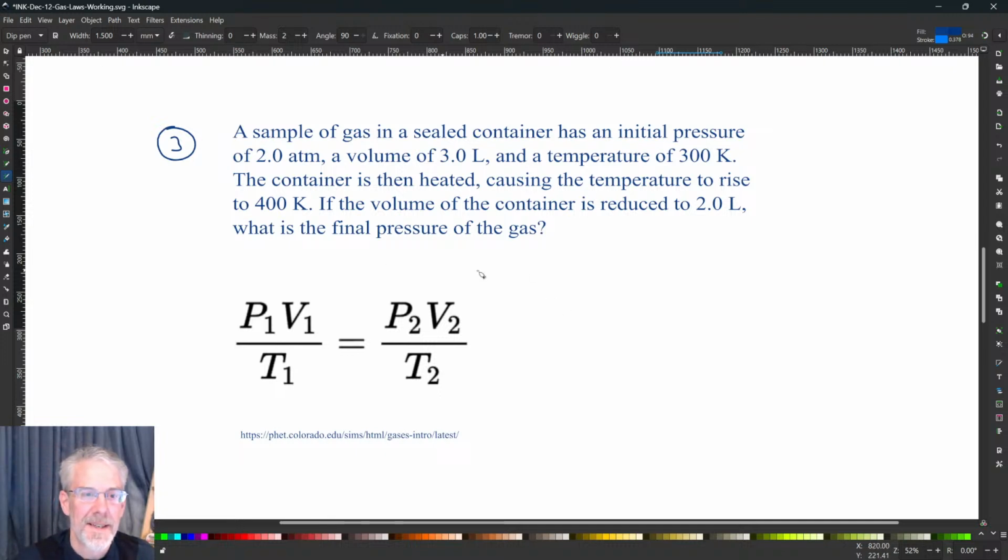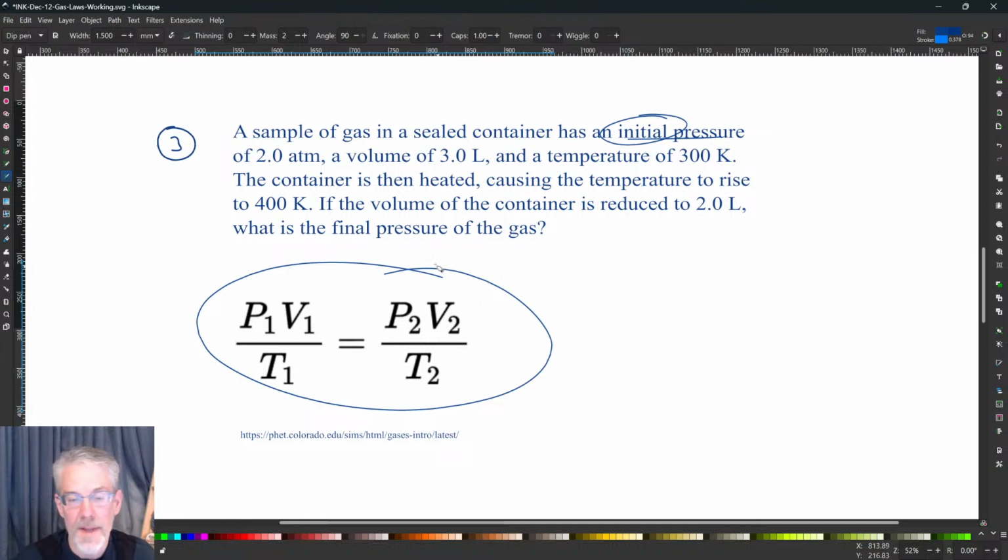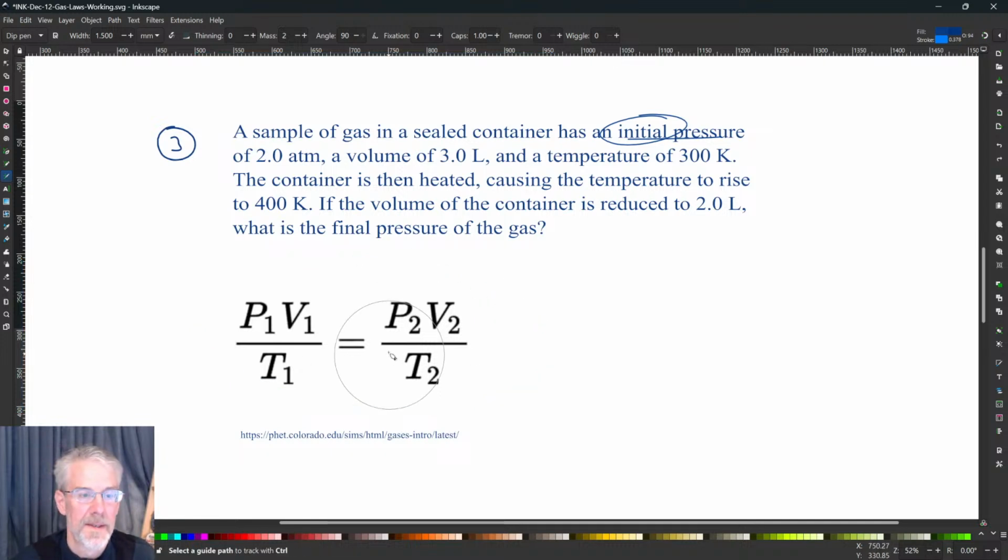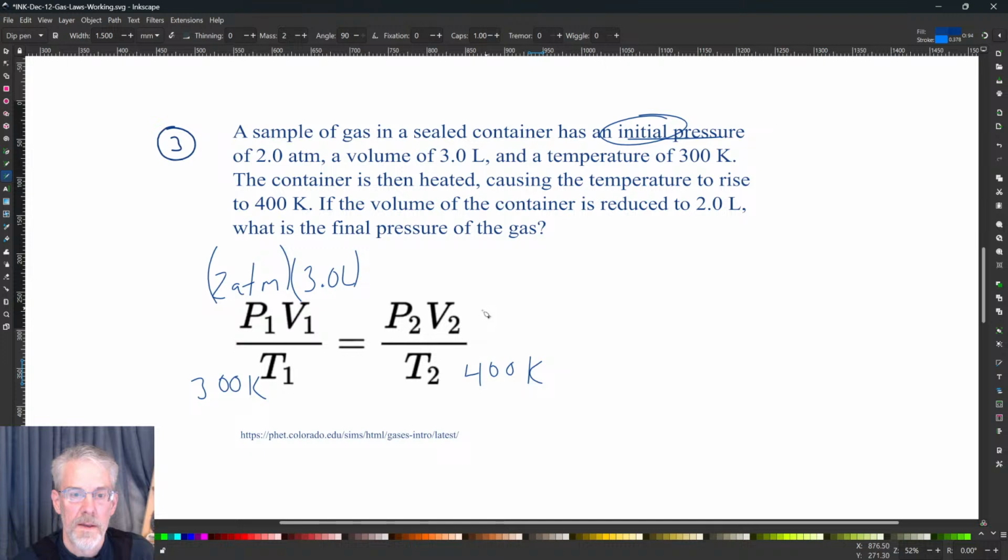All right. So let's set it up. Initial pressure. And whenever you see initial and final, you know you're using the combined gas law. So that's always going to be what you're using when you have initial and final. So we have 2 atmospheres. We have a volume of 3 liters. And sometimes volume will be in milliliters. For the combined gas law, as long as it's milliliters on both sides, it doesn't matter. 300K. And over here, we go to 400K. 2.0 liters, and then we would just solve for P2.